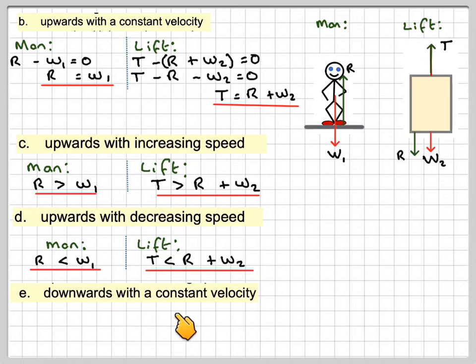E, downwards at a constant velocity. So for the man, we're going to have that W1 minus R is equal to 0, which means that W1 will be equal to R. And then for the lift, we're going to have that R plus W2 will be equal to T. The system will be in equilibrium if we have a constant velocity.